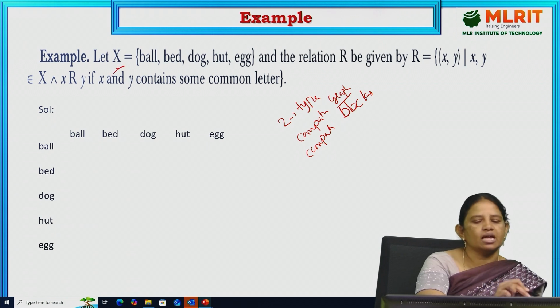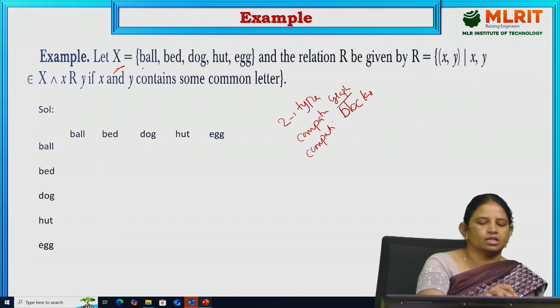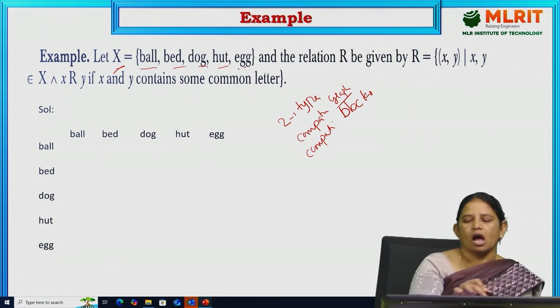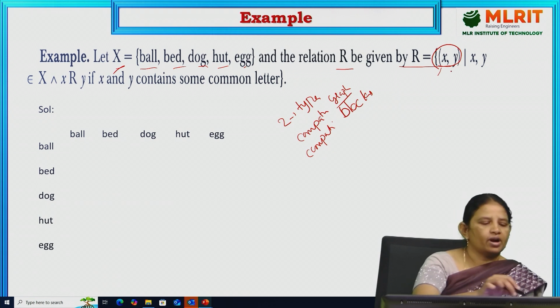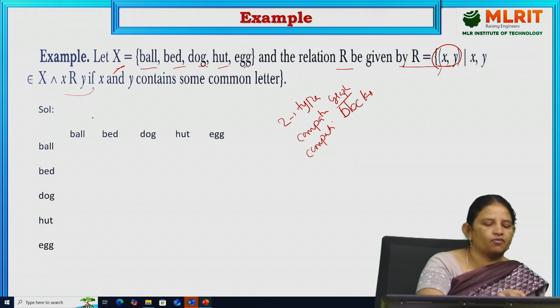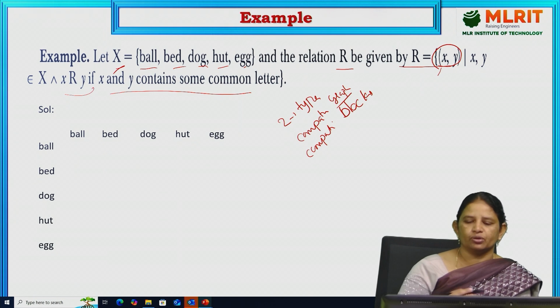X is a set of elements: ball, bed, dog, hut, egg. And the relation R is given by x R y. We need to form the ordered pairs (x, y) belonging to X. How to form the relation? If x and y contain some common letter, then we take it as a relation. Otherwise, don't consider it. For that purpose, we construct the adjacency matrix, or compatibility matrix.